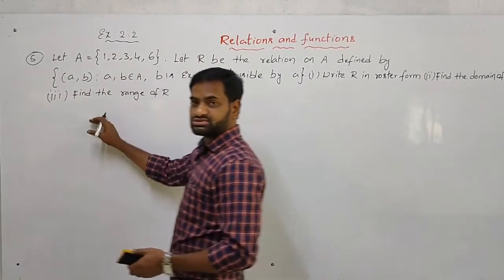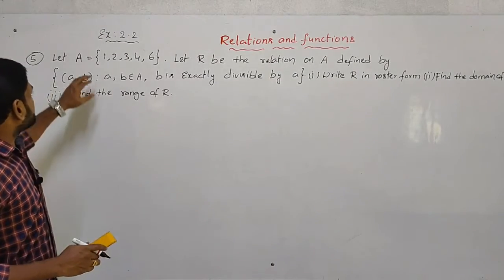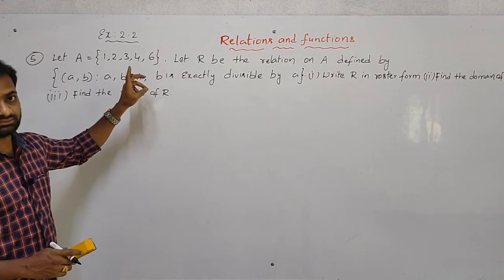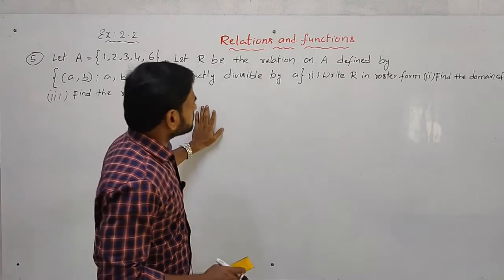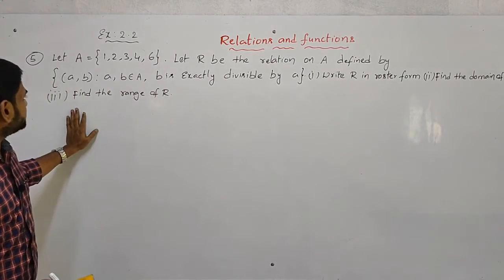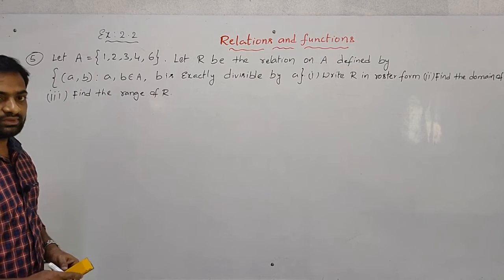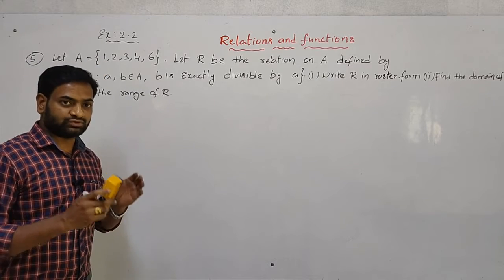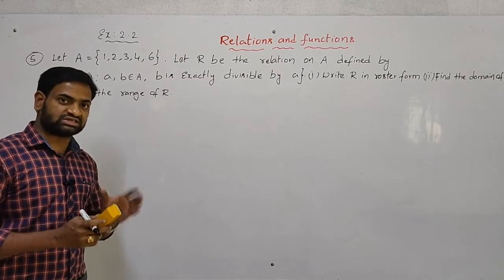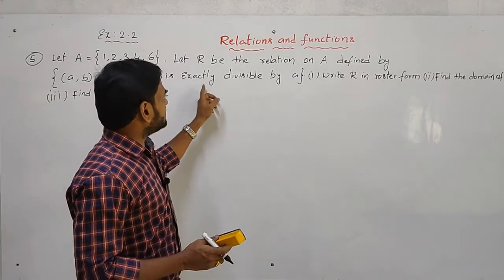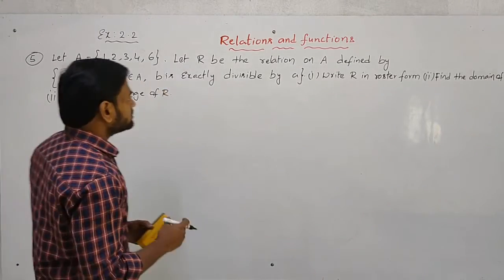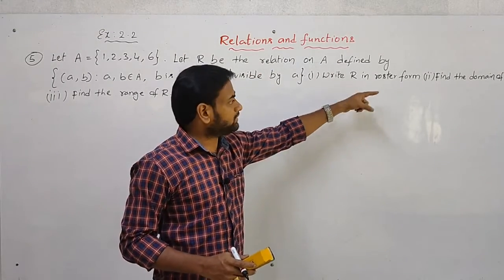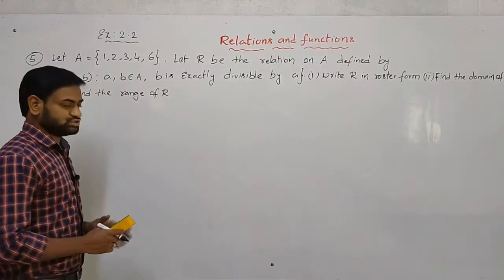Come to the fifth problem. Let capital A be given, that is 1, 2, 3, 4 and 6. Let R be the relation on A, defined as A comma B such that A value, B value from the set A only. That means we have to choose A values, B values from A set only. B is exactly divisible by A. So next we have to write this relation into the roster form. We have to find the domain and range.